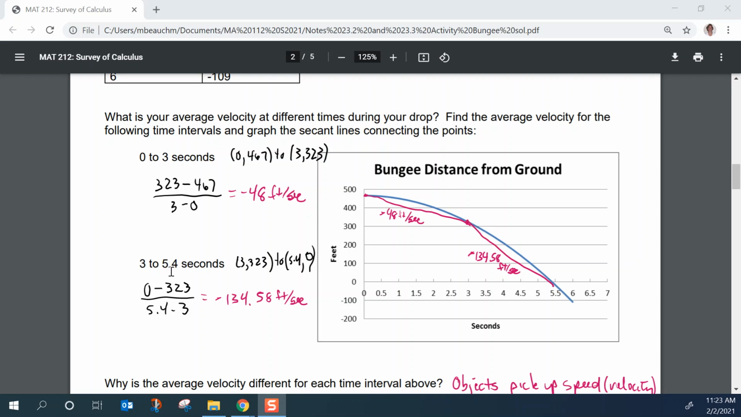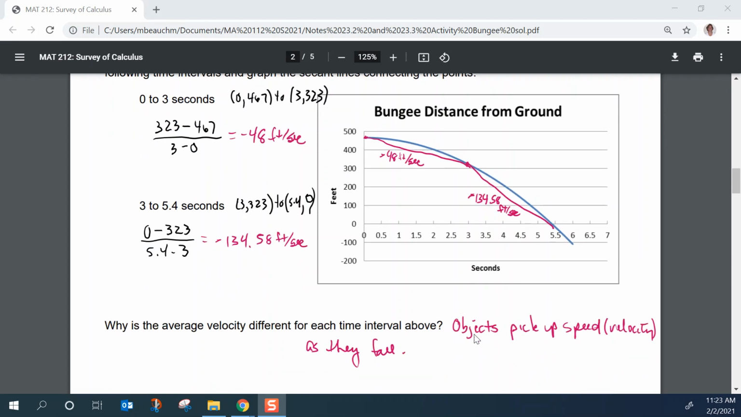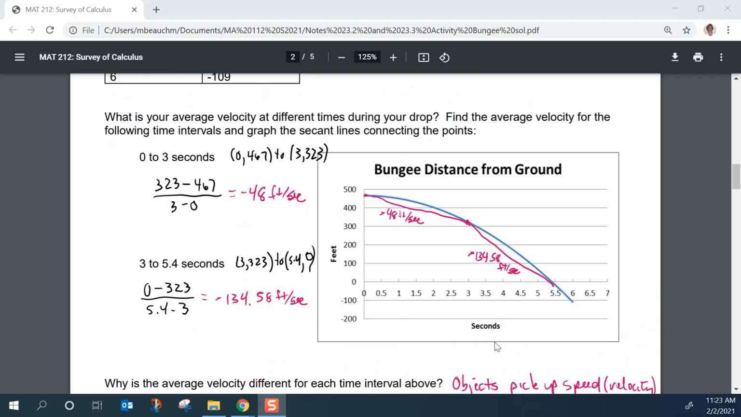Then from 3 to 5.4 seconds, the second half of our trip, when we take the slope between 3, 323, and the coordinate 5.4, 0, we end up with negative 134.58 feet per second. So we're traveling a lot faster the second half of the trip on average than we were the first half. And that is because our objects pick up speed or velocity as they fall. So that's algebra, is average rate of change.